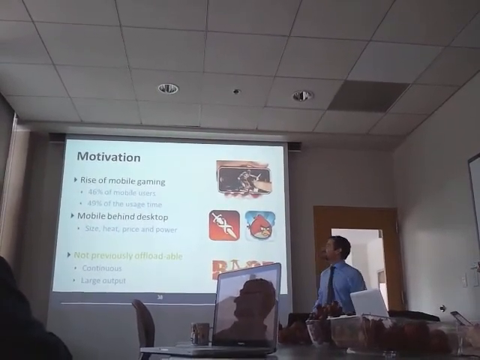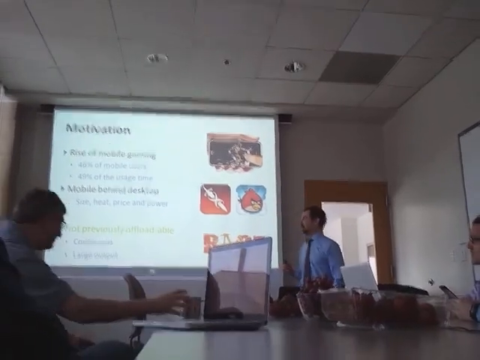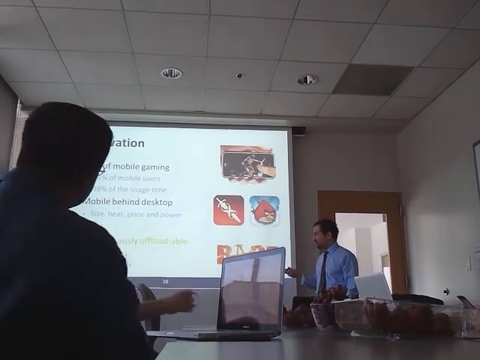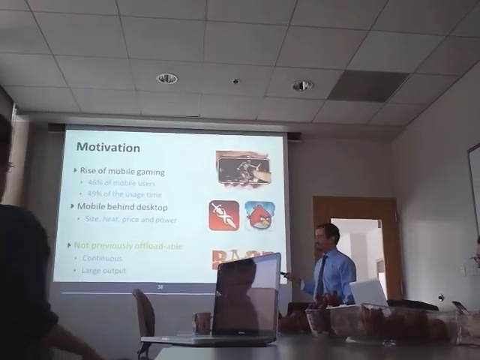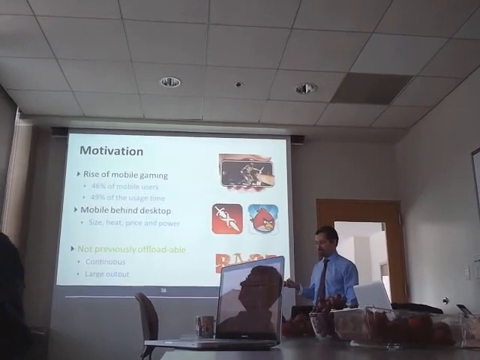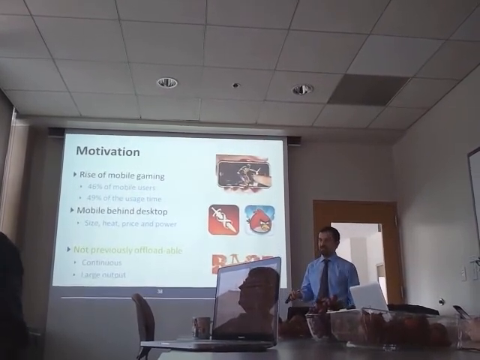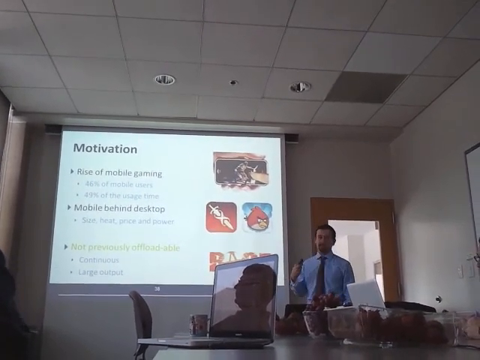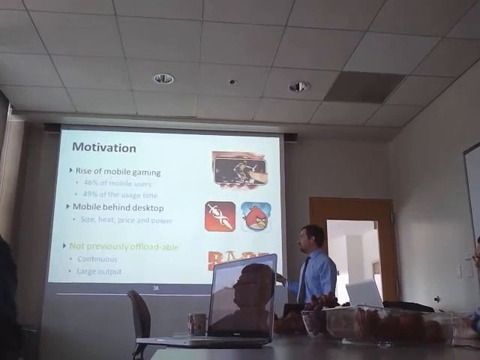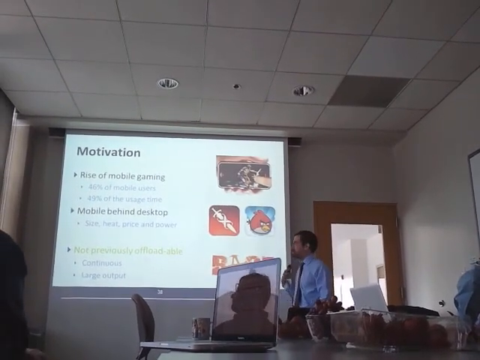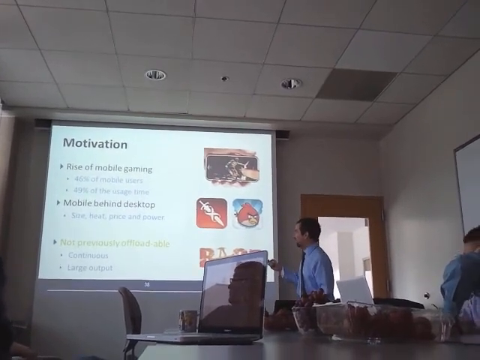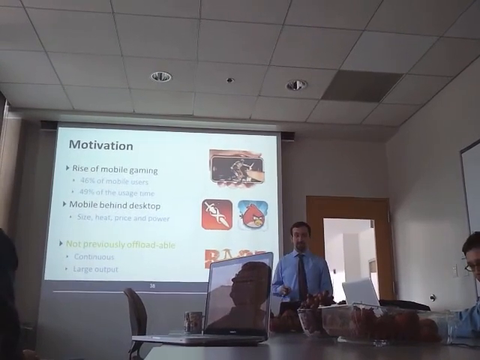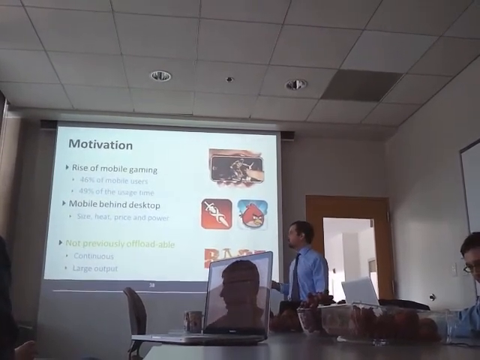Anyway, mobile is lagging behind the desktop, and this is just by design. These phones are designed to be smaller than a GPU, and the heat they produce is much lower. A GPU can get really hot, up to 200 Celsius, and they need something like liquid cooling, for example. On price, a GPU can cost as much as a phone. And on power, a GPU can consume probably 100 times more power than a phone. So it's completely different ballparks. And these kinds of applications weren't really previously offloadable because they are continuous and they provide very large output.